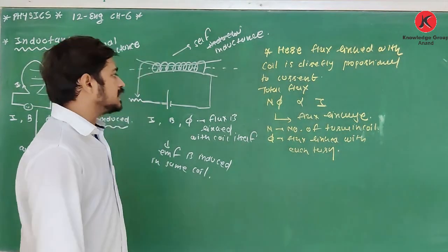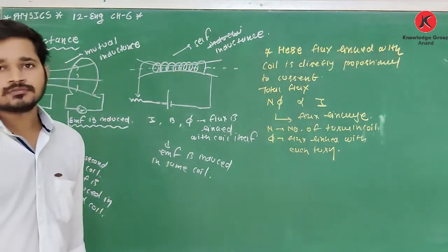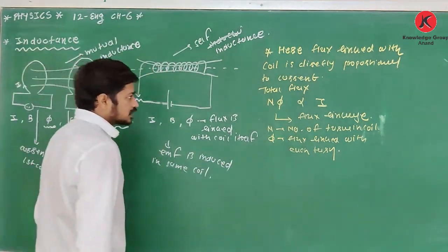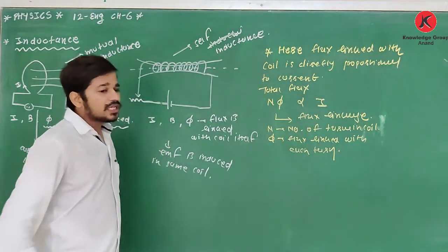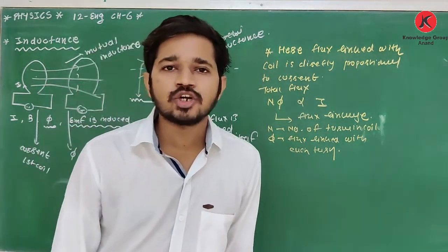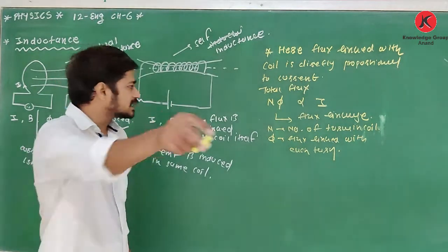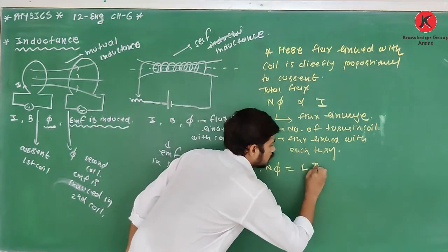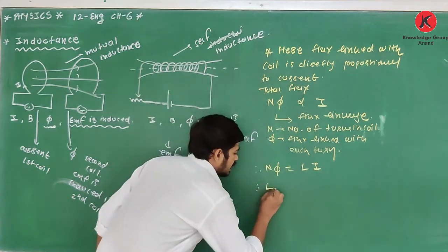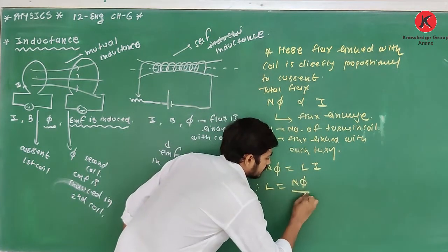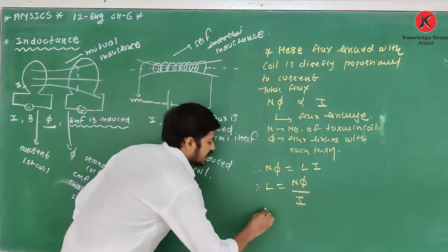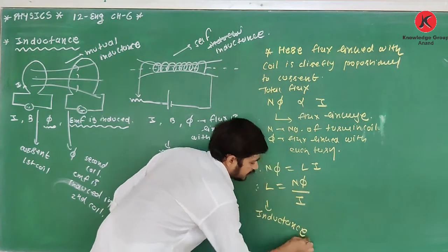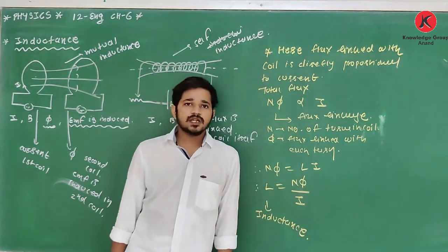If we remove proportionality, we have to add some constant, and that constant is called inductance. Clear about this? How to write? Therefore, N phi is equal to L I. Therefore, L is equal to N phi upon I, where this L is called inductance. This constant of proportionality is called inductance. Clear about this?